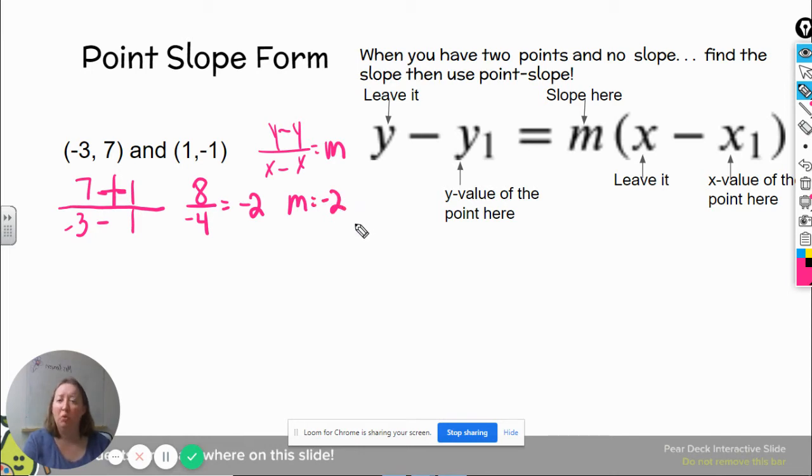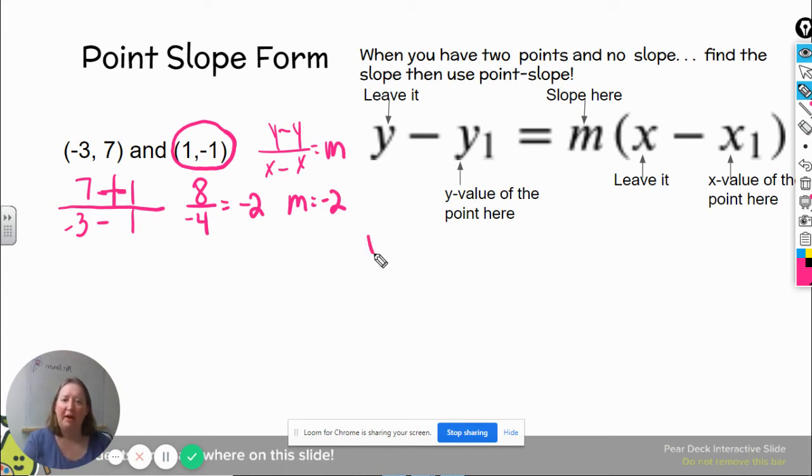Now I need a point and a slope, but I've got 2 points. Which one do I use? Is there one that's right? Is there one that's wrong? No. You could use either. So I choose to use the one I think is easier to work with. If there was a point that had no negatives in it, I would pick that one. But this one, it's 1, so the values are small. Maybe it makes it easier.